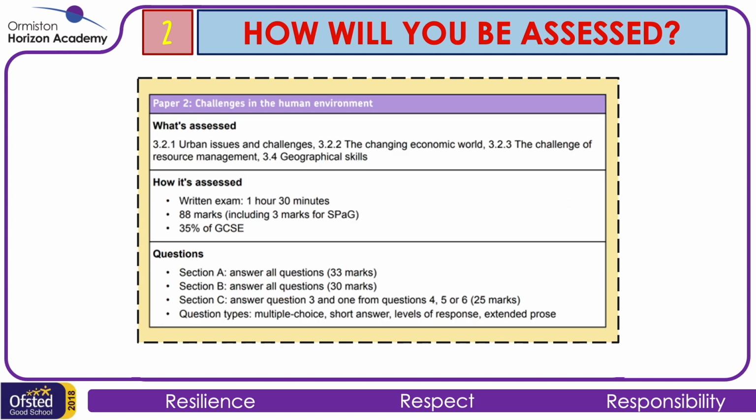Now, similar to the points just discussed for paper 1, paper 2 follows almost the exact same format. It's made up of a variety of different questions. It's 1 hour and 30 minutes, 88 marks, and it's worth 35% of the total GCSE. Again, a variety of questions though, where the majority of them on this paper will be in that 1, 2 and 4 mark bracket.